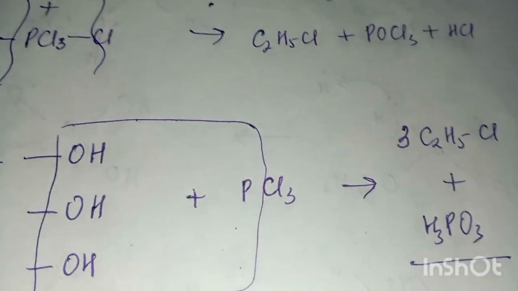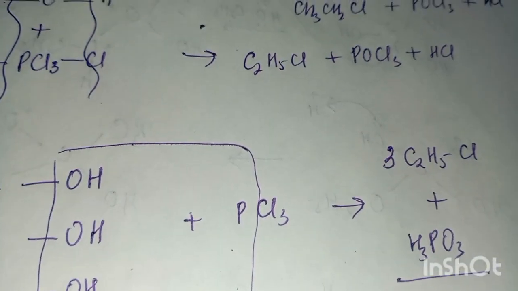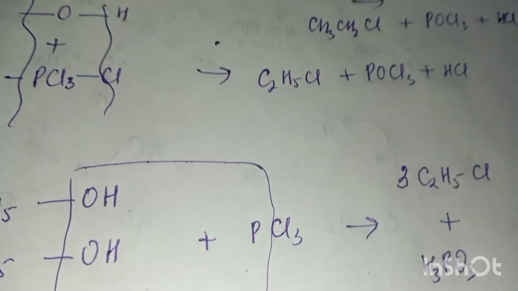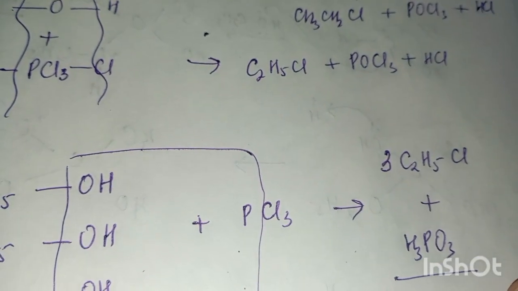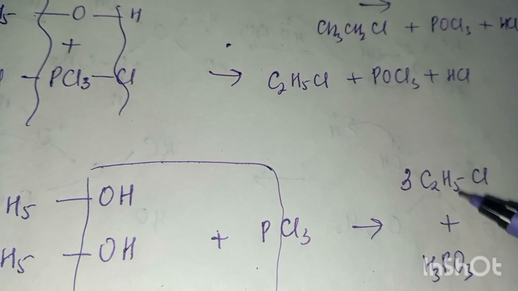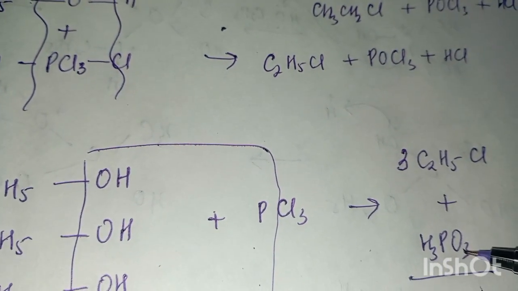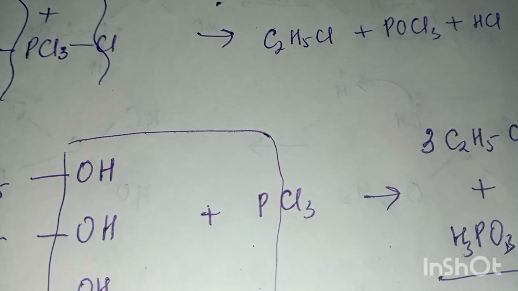Now what is phosphoric acid? Tell me the formula of phosphoric acid. It's H3PO4, okay. This is phosphorus acid, one oxygen is less here. The main product is C2H5Cl, that is ethyl chloride, and the byproduct is phosphorus acid.